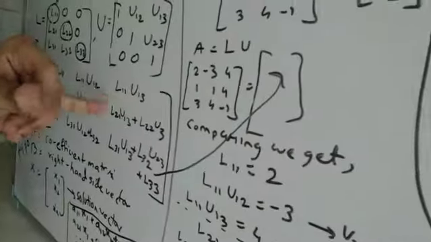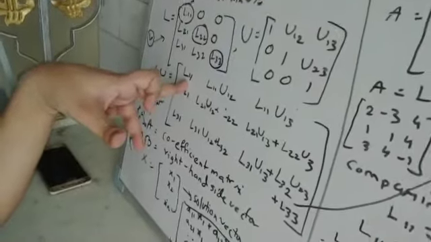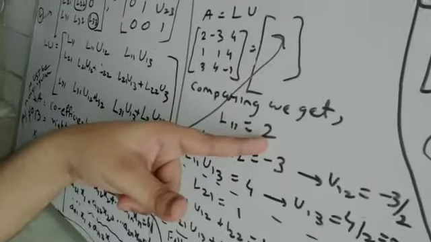So what you can do is, you can compare this one with this one, because these two are equal, right? This one and this one. So if I compare, what is my L11? It is basically 2. So L11 is equal to 2. So after comparing, we'll get 2.